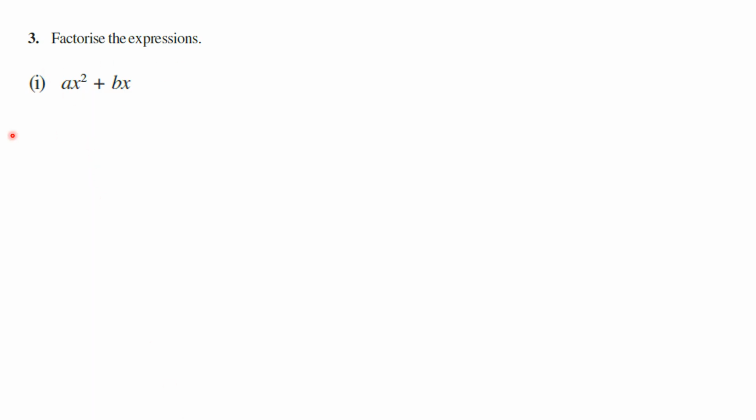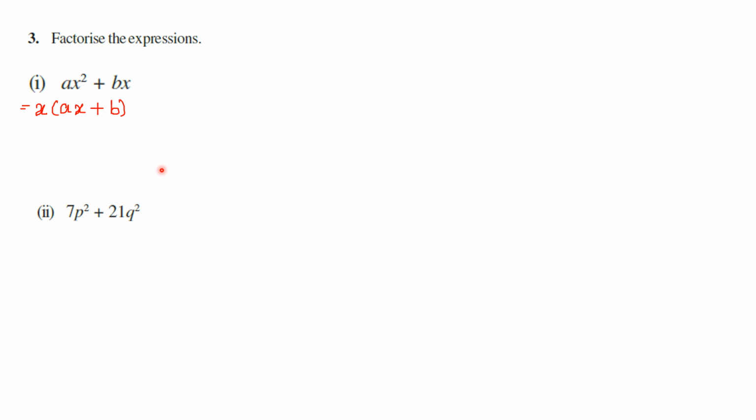Question number 3, factorize the expression. The first question is ax square plus bx. Here if you can see, in both the terms x is present. The variable x is here also, it is here also. So I can take x common from here. If I'm taking x common, I will be left with ax because it is x square. I have taken only one x outside, and here it will be plus b because this variable x I have already taken common. So this is the factorization. Now we cannot reduce it further, so I have to stop over here only.